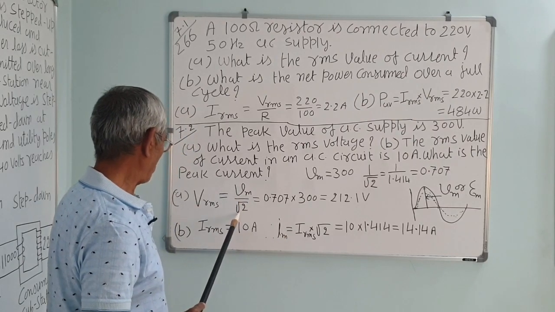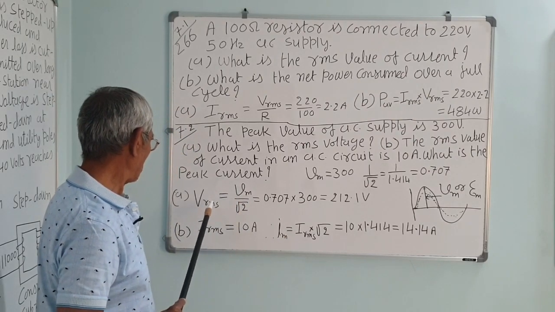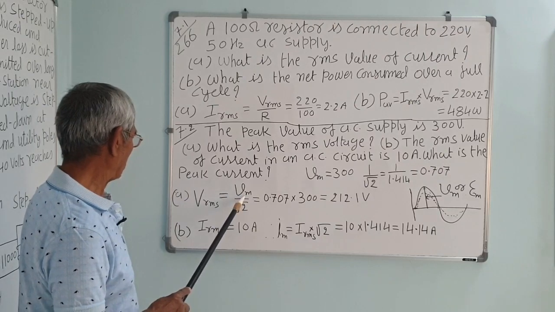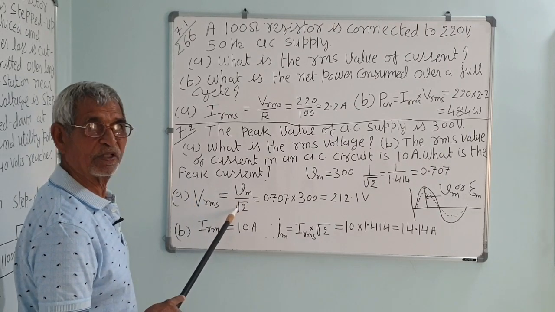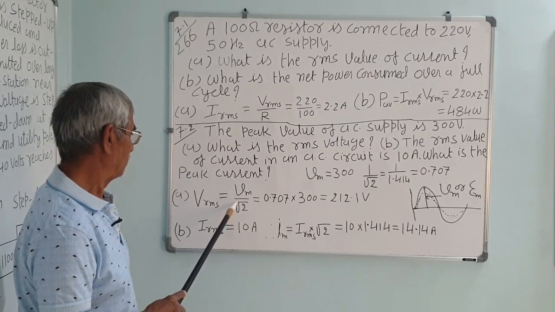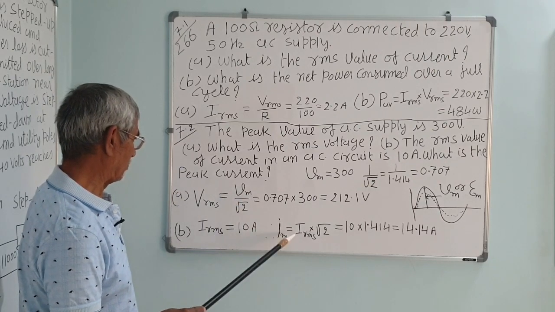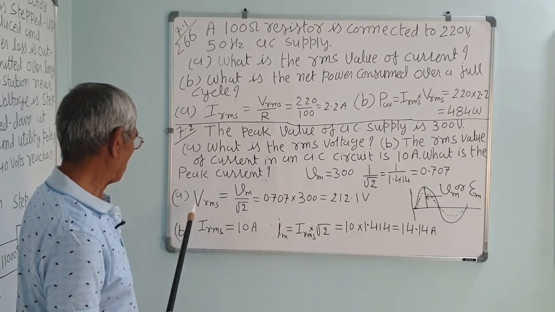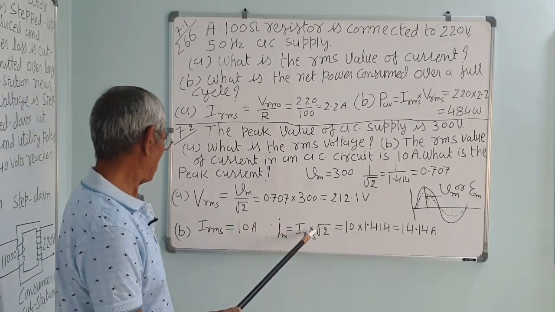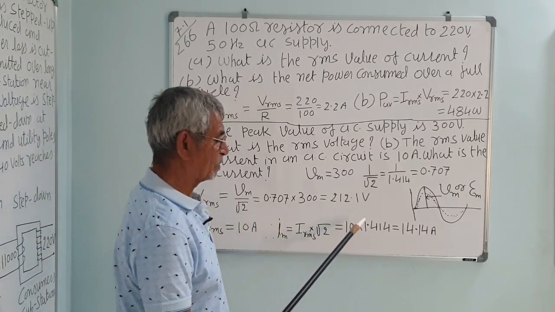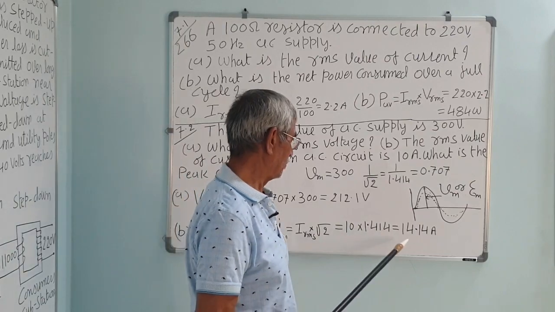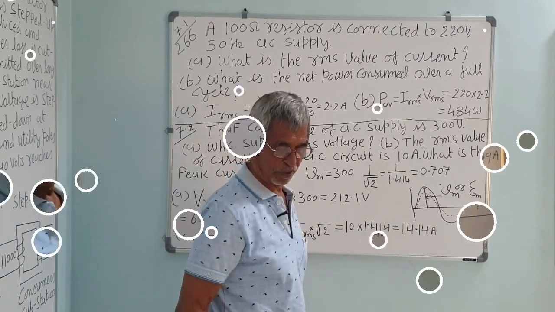Correct? Peak value upon under root 2. So, if you want maximum, then multiply the RMS value by under root 2, whether it is current or voltage. So, I maximum or V maximum is equal to I RMS, as here V RMS, under root 2. That is equal to 10 into 1.414, that is 14.14.